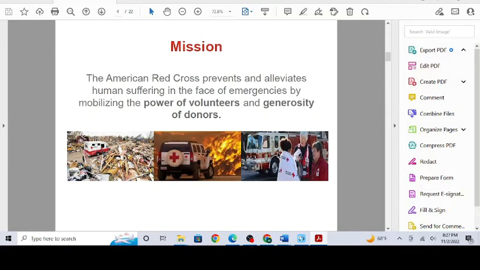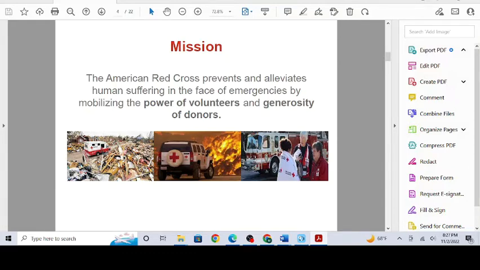Many organizations will have a mission statement that will organize the personnel and the activities of that organization. And the American Red Cross falls within that same pattern. So the American Red Cross has the following mission statement. The American Red Cross prevents and alleviates human suffering in the face of emergencies by mobilizing the power of volunteers and the generosity of donors.